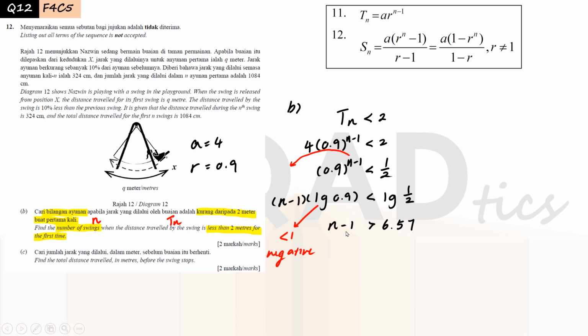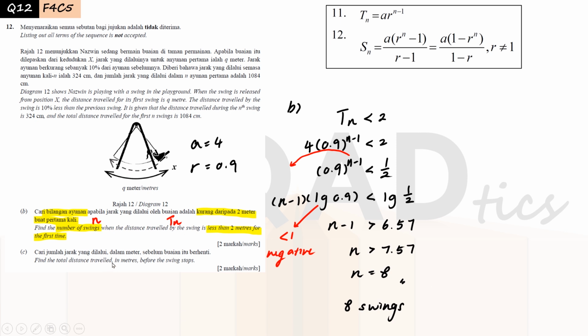Okay, so now I'm going to move -1 to the other side, and now this value of n is a number of swings, so it must be an integer. Okay, so it means we need to find the smallest integer which is larger than this value, which is 8. Okay, so once it reaches the 8th swing, then the distance traveled is less than 2 meters.